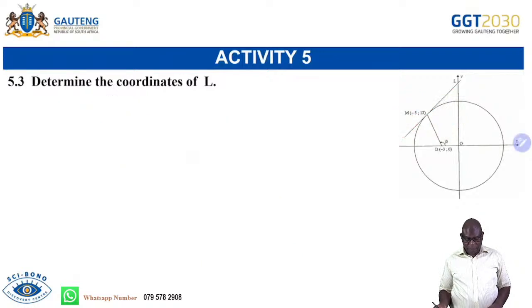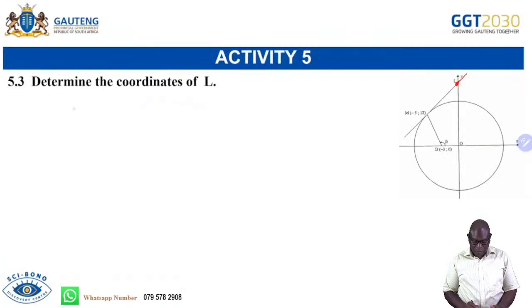All right. Determine the coordinates of L. Now we have been told that L is the y-intercept of the graph. Don't think we need to determine those coordinates. The coordinates of L are very, very simple because we know that L is the y-intercept of the tangent. We already have the equation of the tangent.